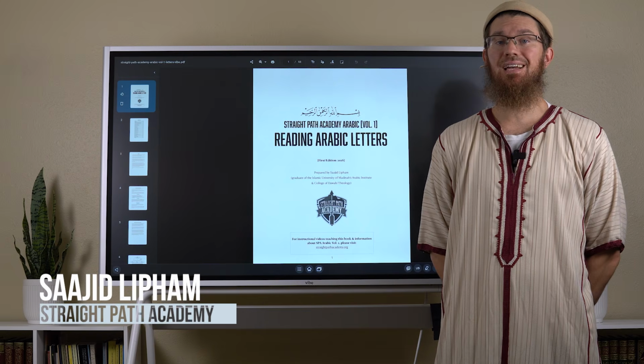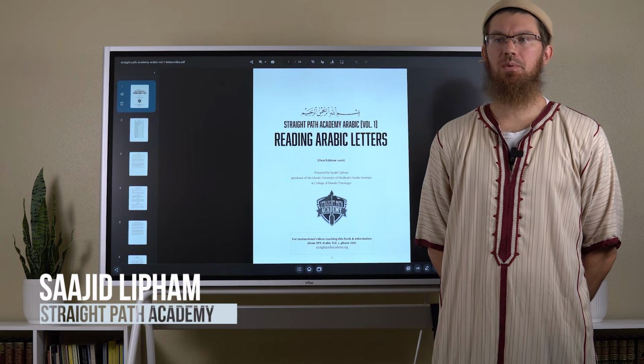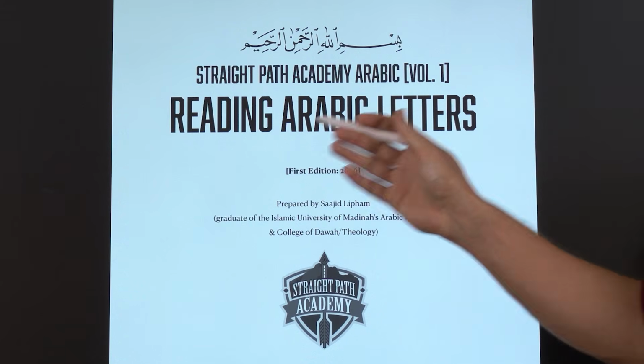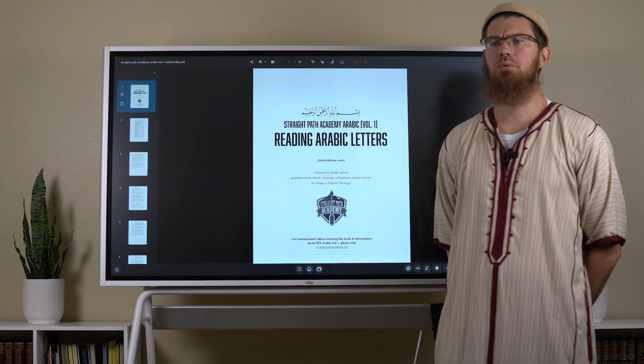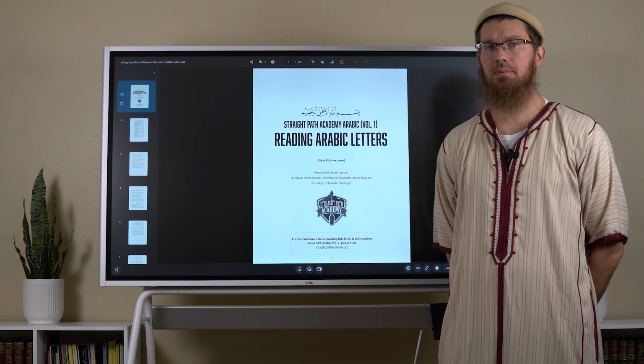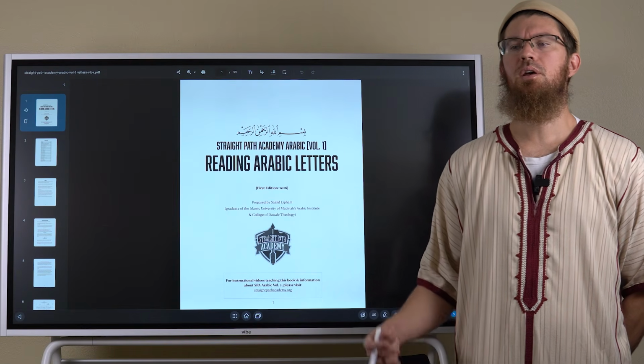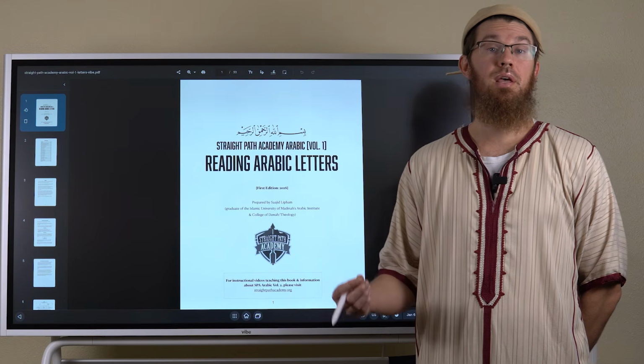My name is Brother Sajid Lipum, and this is the first session where we will be studying Straight Path Academy Arabic Volume 1, Reading Arabic Letters. And this is a somewhat unique approach to learning how to read Arabic, based heavily on my experience, the types of exercises, and the way of thinking about the Arabic language that worked for me.